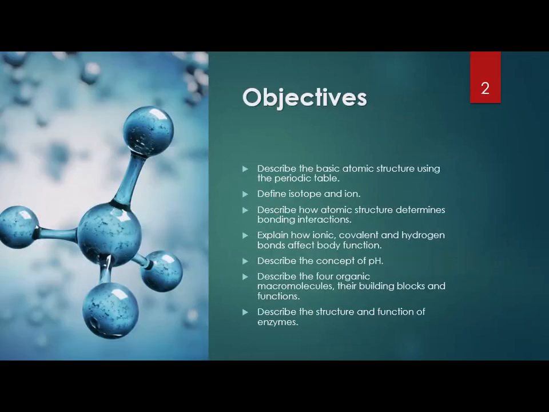So we're going to talk about the basic atomic structure, what an isotope is, what an ion is. We're going to talk about how the electrons work in bonding different things together, including ionic and covalent and hydrogen bonds. We're going to talk about pH, organic molecules, building blocks, and finally the structure and function of enzymes.